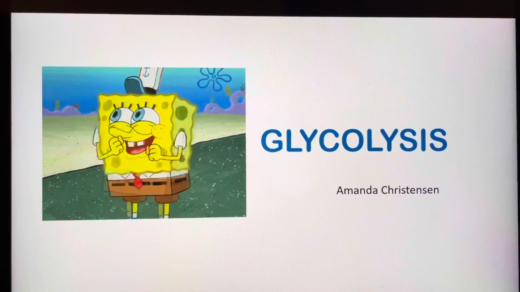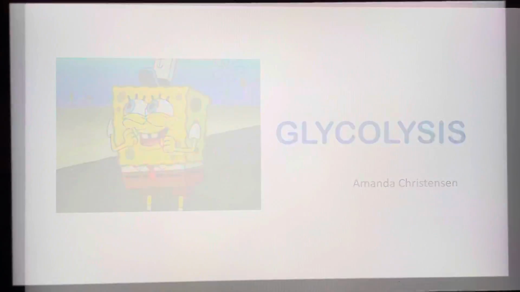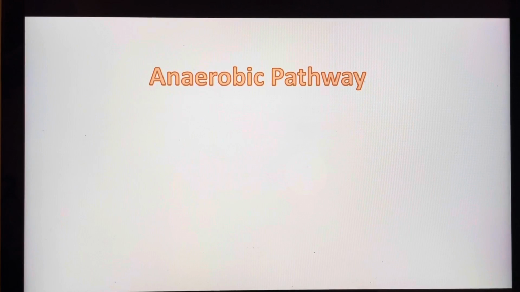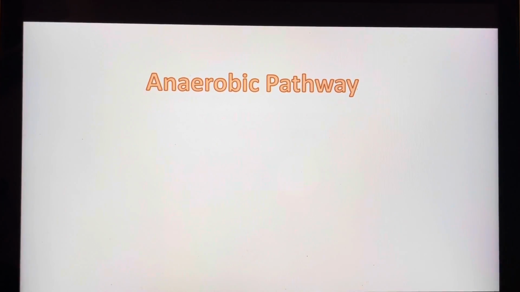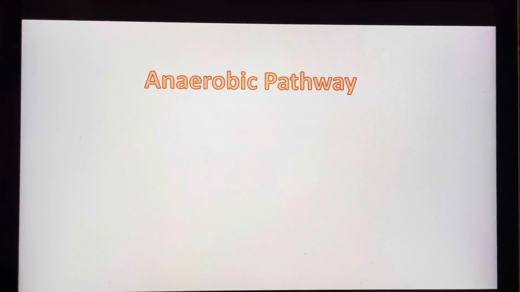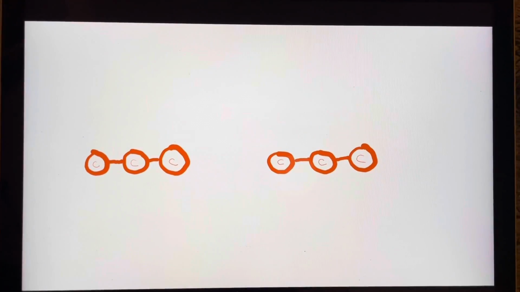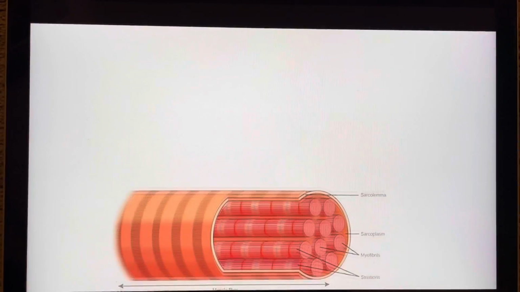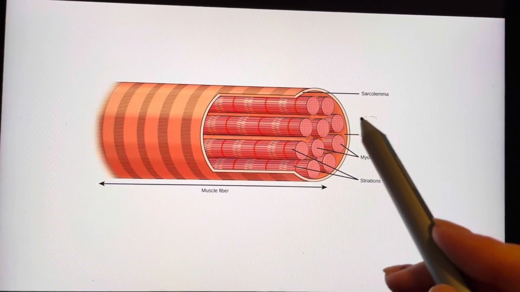Alright, I'm going to give a brief introduction into glycolysis. Glycolysis is an anaerobic pathway that is the first step of cellular respiration. It involves a series of reactions that take energy from glucose by splitting it into two 3-carbon molecules called pyruvates. It occurs in the sarcoplasm of the muscle cell, and that is right here.